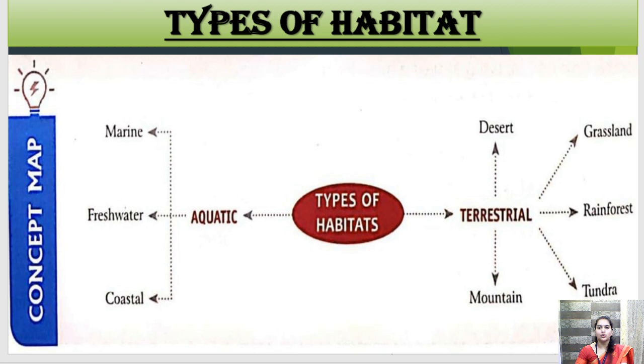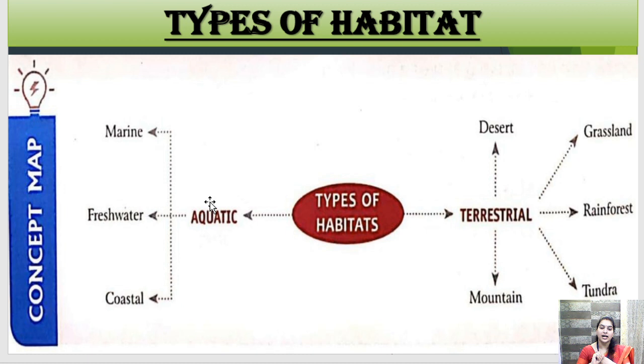Now coming to the next topic, types of habitat. Children, basically we have two different types of habitats: aquatic and terrestrial. Aquatic is where water is present. Aquatic means where we talk about water. So we come across sea, ocean, river, lake, pond, all these containing water. That is aquatic habitat.